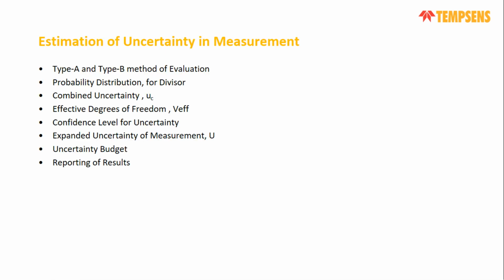Before I give you more details, just let me discuss some components of this uncertainty measurement. There are two types of method: the Type A method and the Type B method. And some components like probability distribution, combined uncertainty, effective degrees of freedom, confidence levels of uncertainty, expanded uncertainty, and uncertainty budget. I will discuss them one by one.